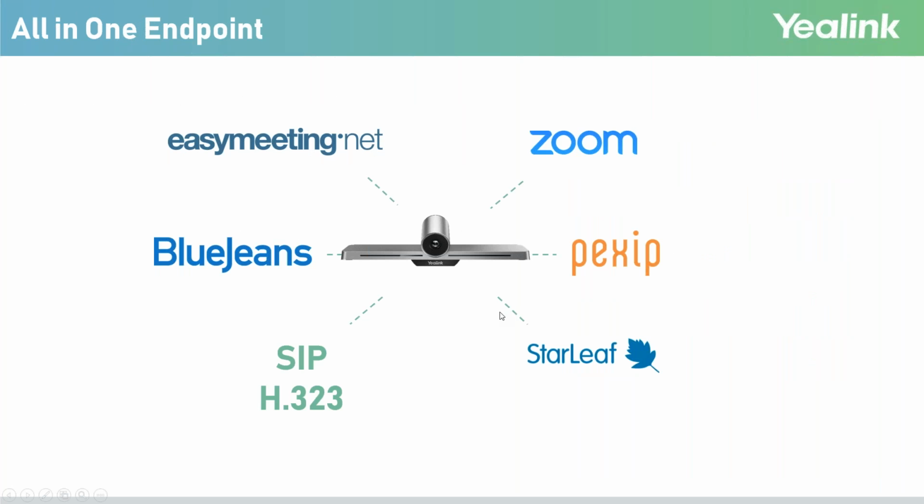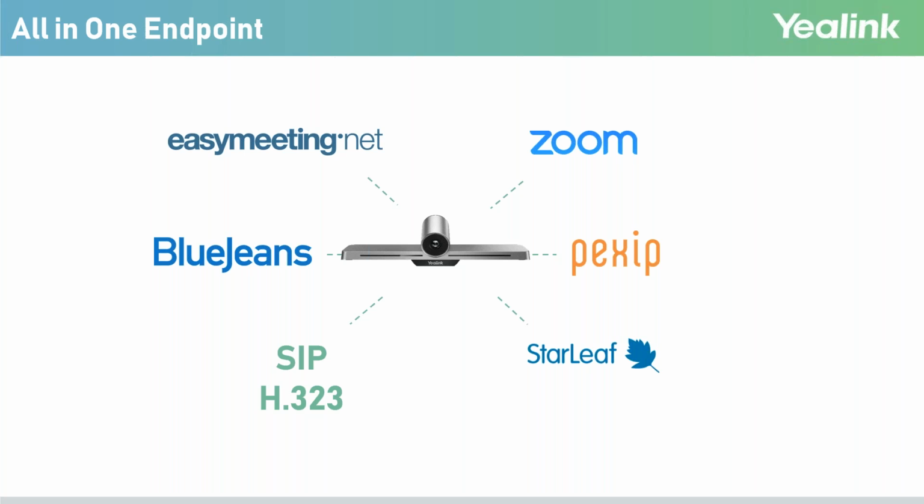So let's just jump into the VC200 and what it is and the design behind the solution. Specifically, the VC200 is marketed as an all-in-one endpoint. And the reason being it's capable of being registered or used with a variety of different communication platforms and methods, whether you're using the device with an IP PBX, using SIP, doing point-to-point IP connections, or integrating the endpoint with a cloud-hosted or web-based platform.